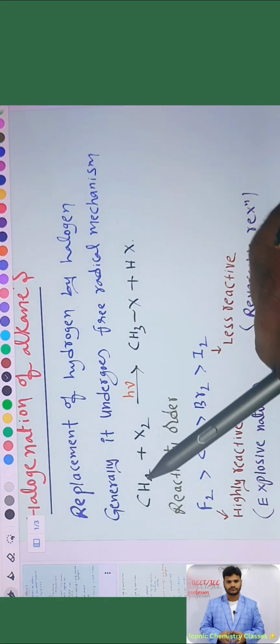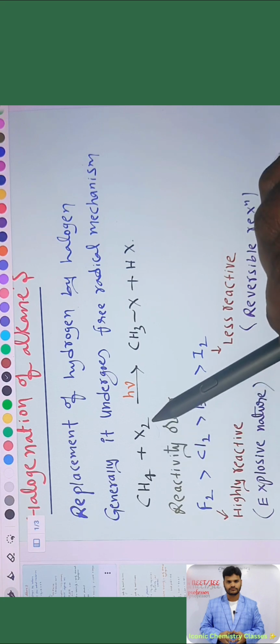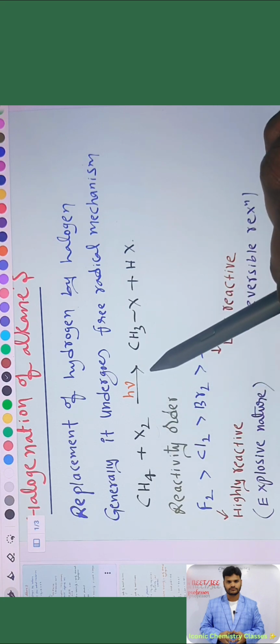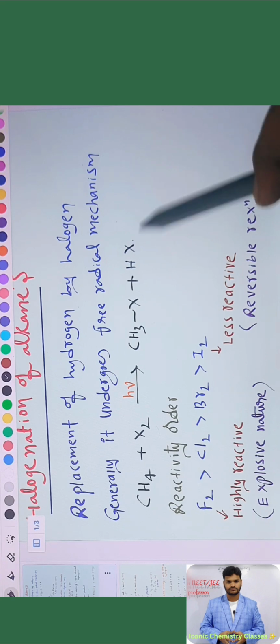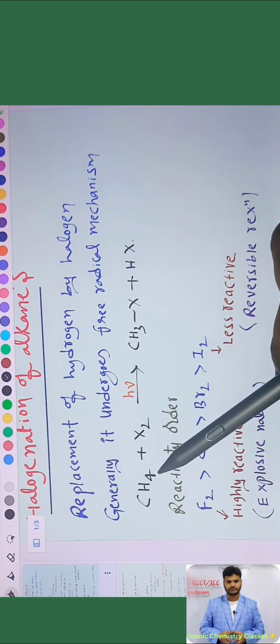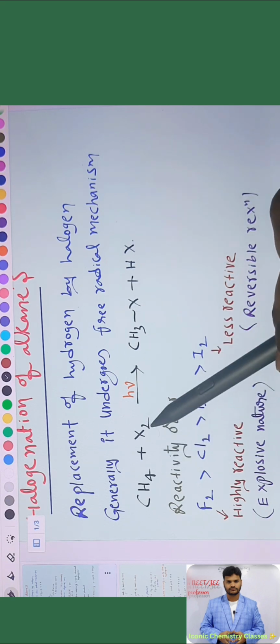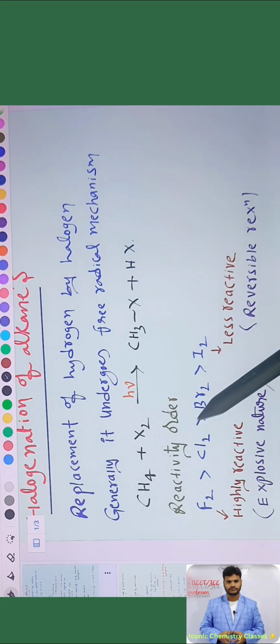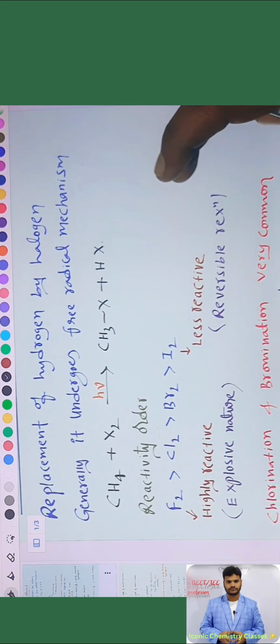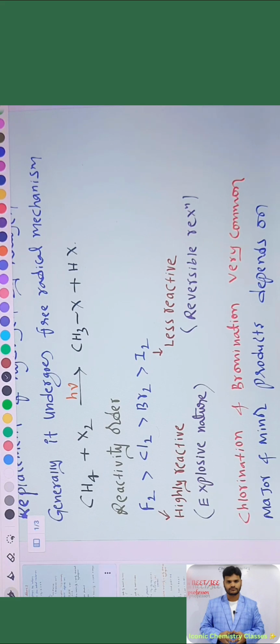Just look at the reaction. CH4 reacts with halogen in the presence of sunlight, you will get haloalkane plus HX. So here what happened? Replacement of H radical by X radical. Clear? So this is the reactivity order: fluorine, chlorine, bromine, iodine. Which is more reactive? Fluorine is more reactive, whereas iodine is very less reactive.